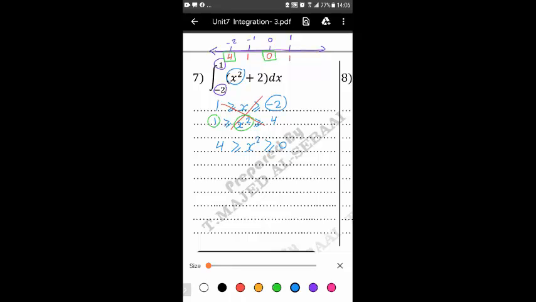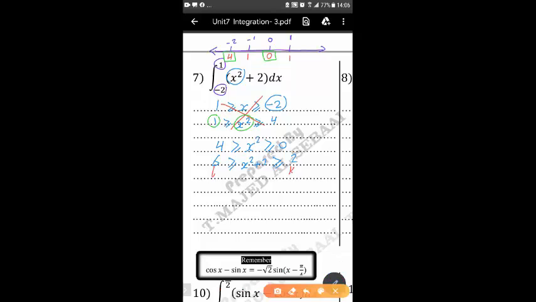Now to complete, add 2 to each side. So x squared plus 2. 0 plus 2 is 2. 4 plus 2 is 6. Now it's clear. This is L. 6 is L, and K is 2. Okay?